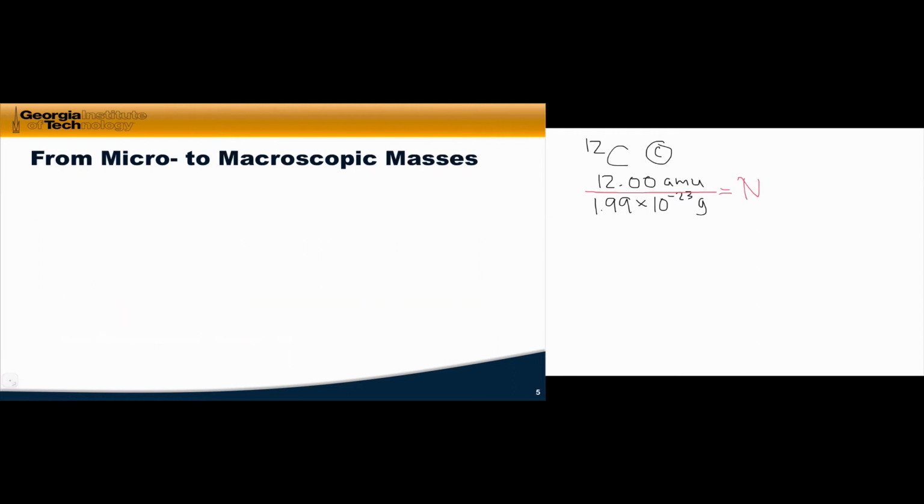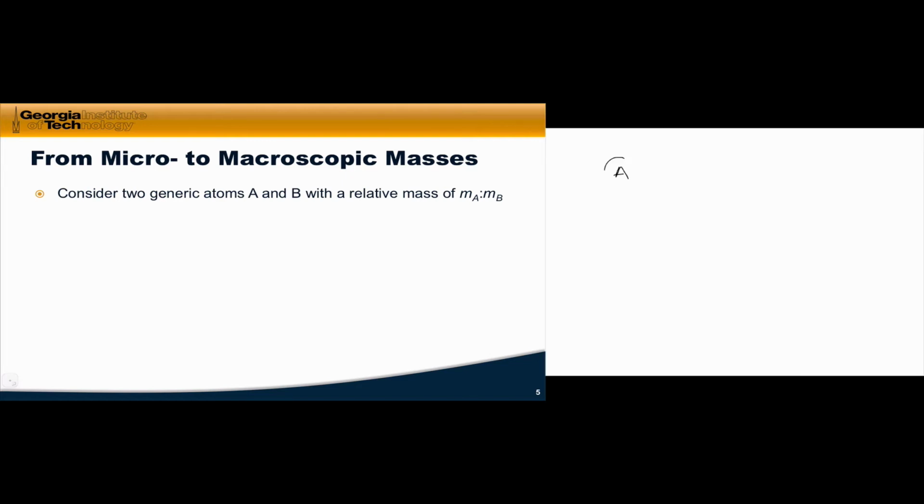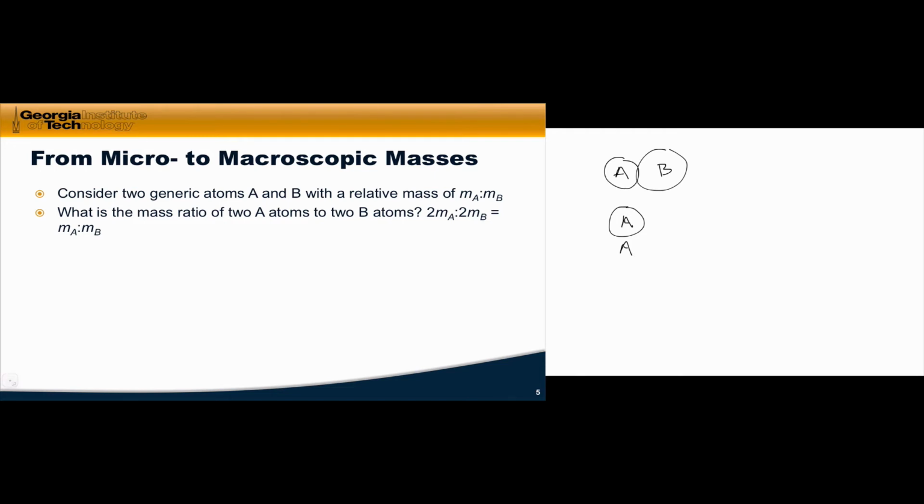And to see why, I want to use an argument that invokes micro and macroscopic masses and general variables. So consider two generic atoms, A and B, with a relative mass of Ma to Mb. So let's say, for example, that particle A is somewhat smaller than particle B, such that the mass ratio Ma to Mb is some number. What's the mass ratio of 2 atoms of A to 2 atoms of B? Well, if we take one atom of A and just add another atom to it, we get 2 atoms of A, and if we take 2 atoms of the larger B, we get something like this.